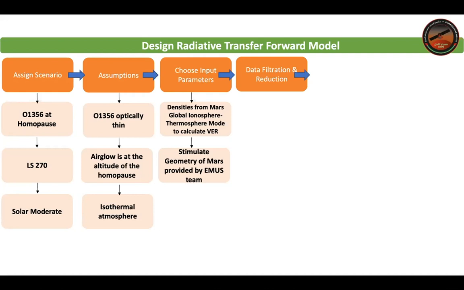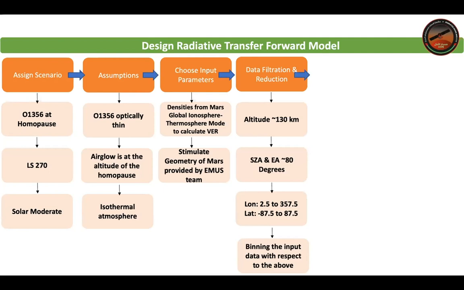So when you're working with a big data set, you have to do a lot of filtration. In our case, since we sampled at the homopause, we filtered the data and made sure that the data was sampled at 130 kilometers. We filtered out anything above solar zenith angle and emission angle 80. These are the longitude and latitude points that we looked at. And then we had to bin the data with respect to these points that we have.